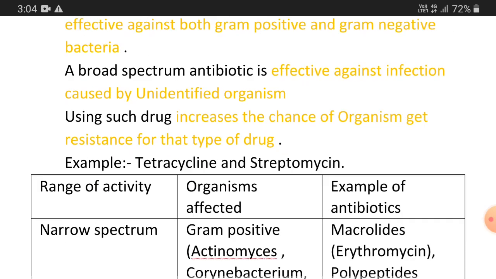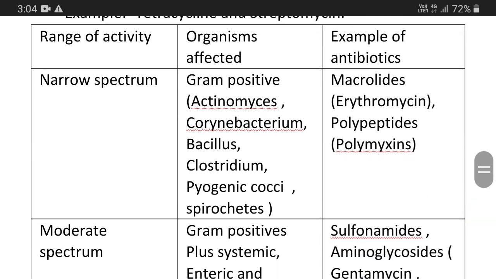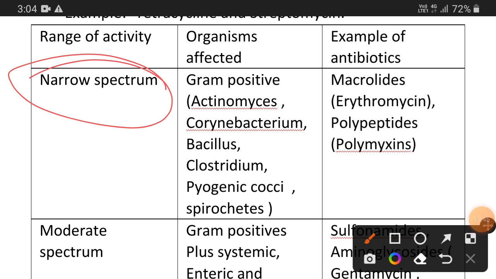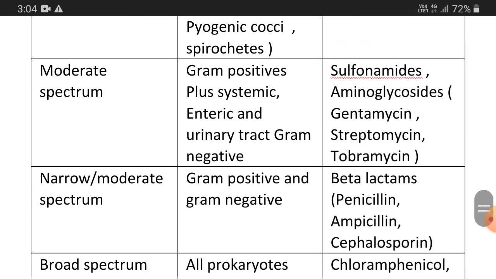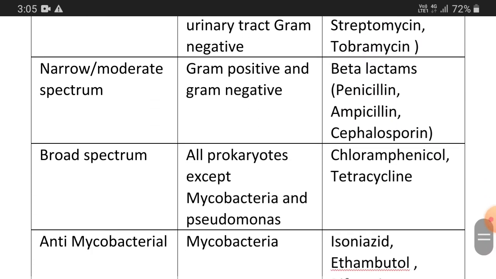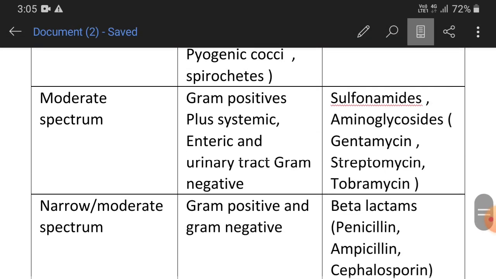Here we have discussed the range of activities. We have divided antibiotics into four parts actually: narrow spectrum, moderate narrow spectrum, broad spectrum, and the last one is antimycobacterial.